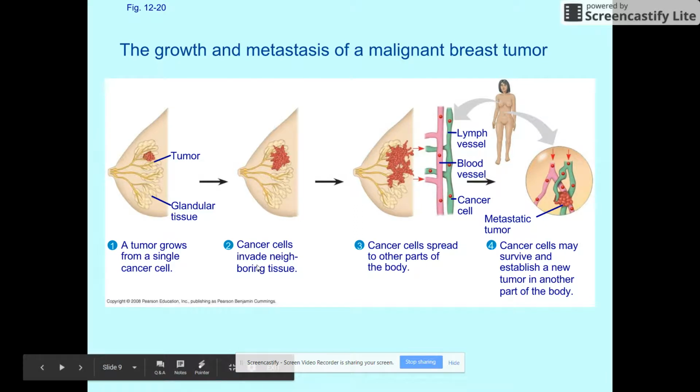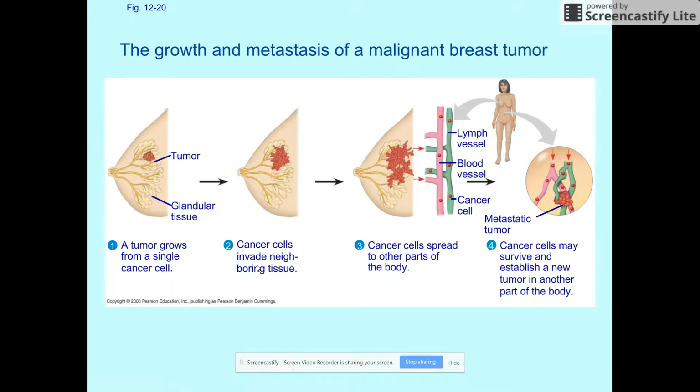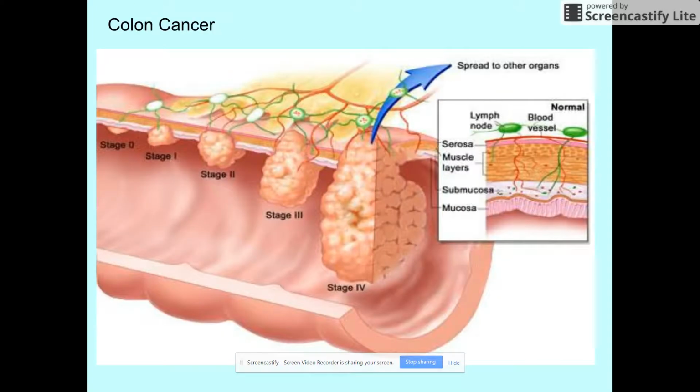This is obviously cancer of the breast, and it's invading the mammary glands that then spreads. And in step 3, you can see that it is carried to secondary locations through either blood vessels or lymph vessels or both. And that's how we'd get that metastatic tumor in a secondary location.